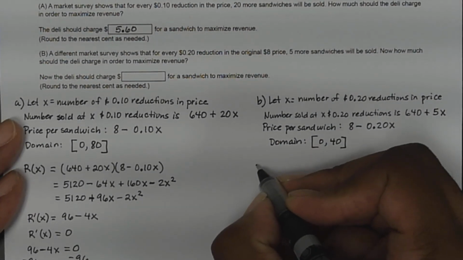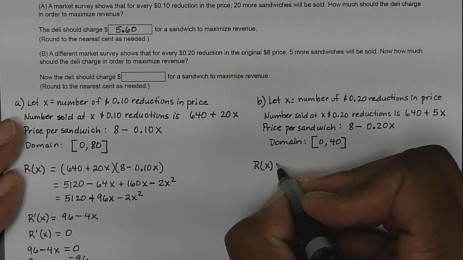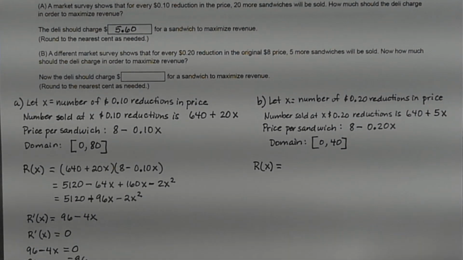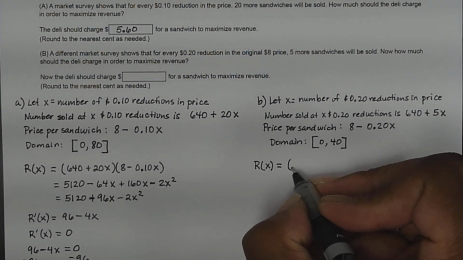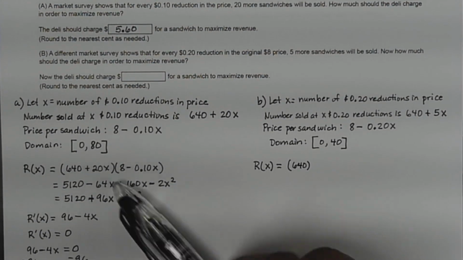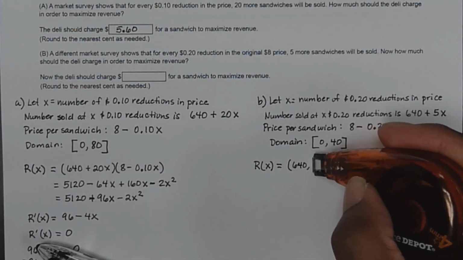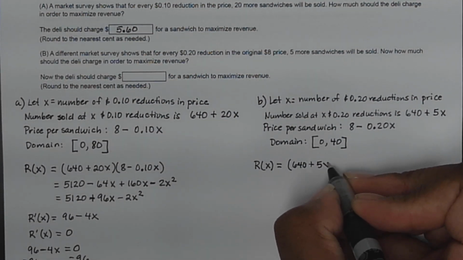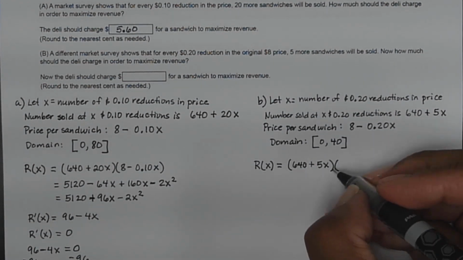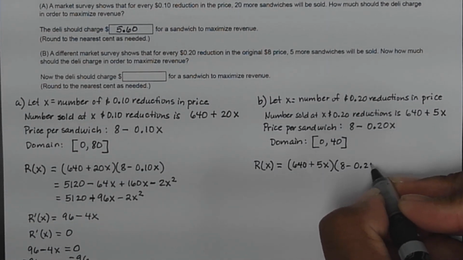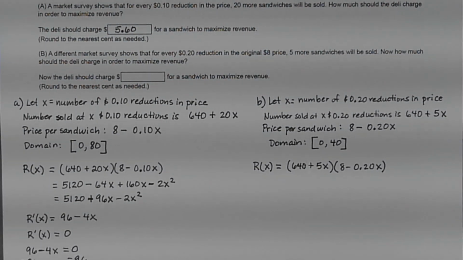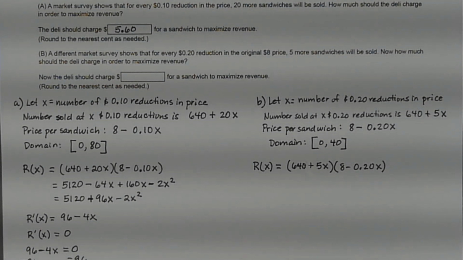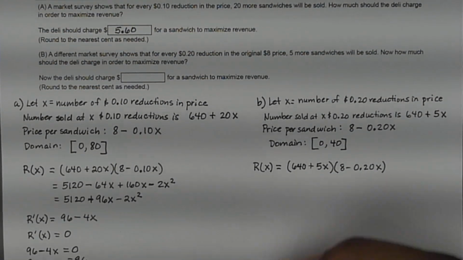Now, my revenue function, again, is going to be the price times the number of sandwiches that I sell. So the number sold is 640 plus 5x. The price per sandwich is going to be 8 minus 0.20x. And now we're going to use the distributive property, actually use the FOIL method, to multiply those two binomials.